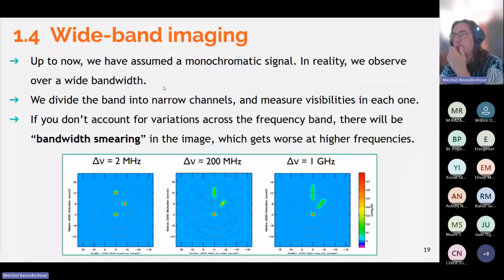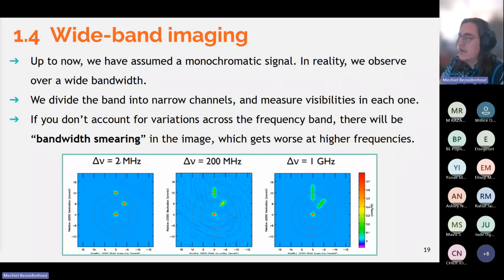And to account for that, we can divide the band into narrower channels and then measure the visibilities in each one separately. And if you don't do this division into channels, then there can be what's called bandwidth smearing in the image. And that gets worse at higher frequencies.